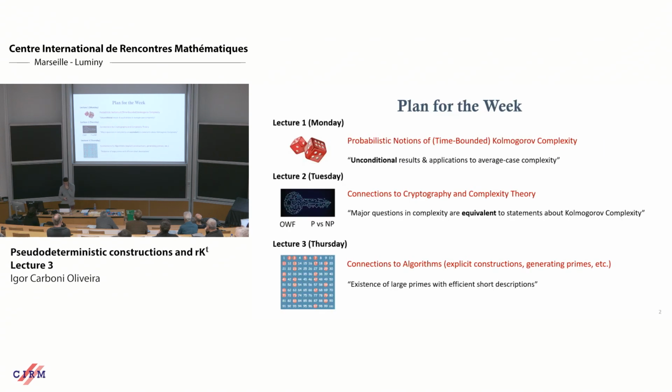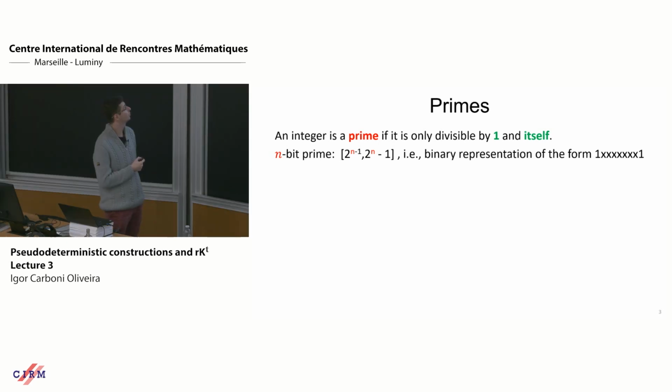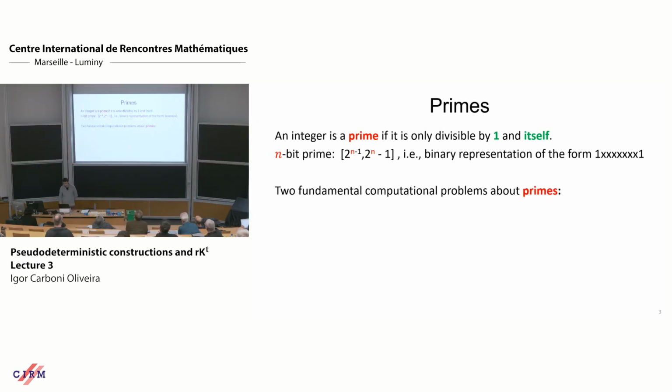Okay, so just to recall, a prime number is a number that is only divisible by 1 and itself, and we'll be talking about n-bit primes. By that I mean a prime from 2^(n-1) to 2^n - 1. And if the prime is larger than 2, that means its representation in binary is of this form: I have 1s at the extremes and 0s and 1s in between. So that's an n-bit prime.